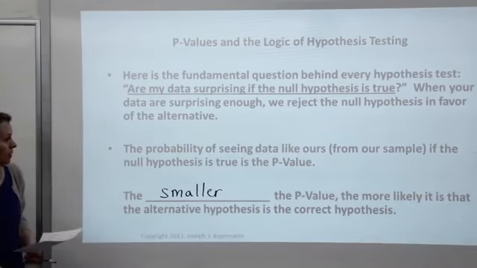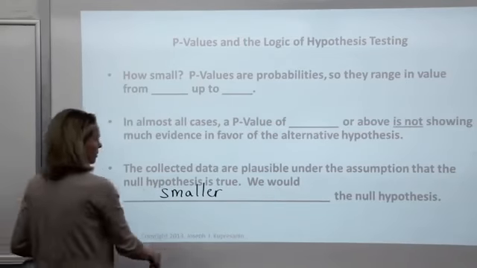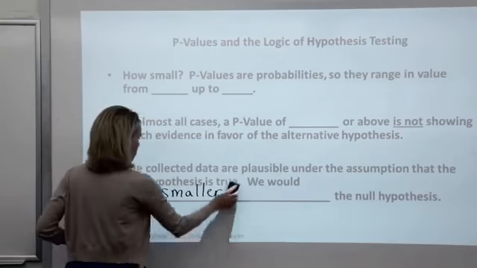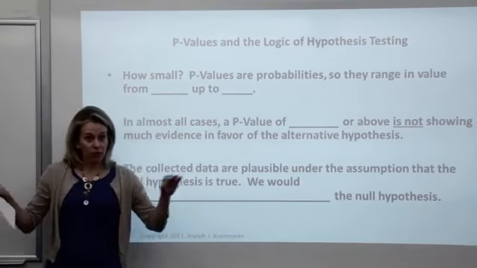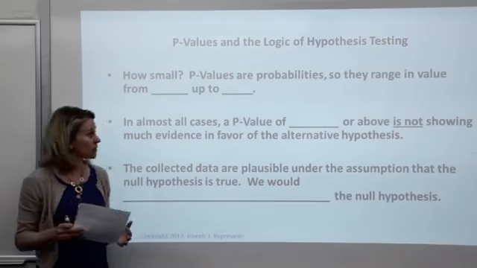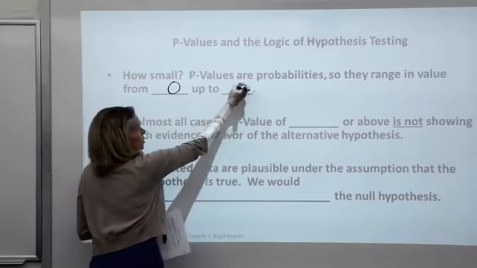All right, a couple other things about that p-value. We said when it's small. How small? Keep in mind what probabilities are. They're areas under the normal curve. So a p-value will always range somewhere between 0 and 1.